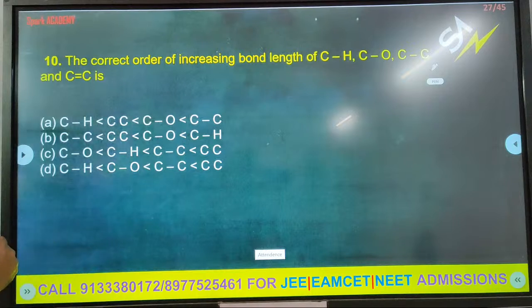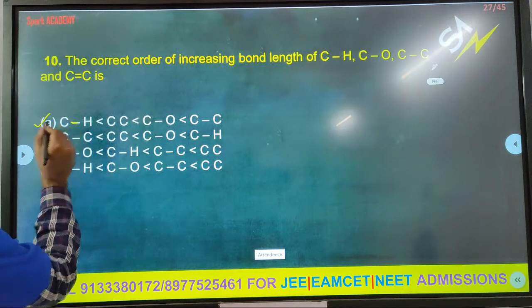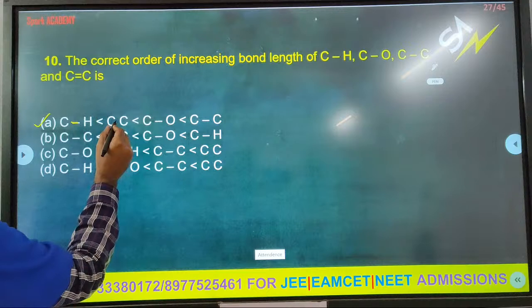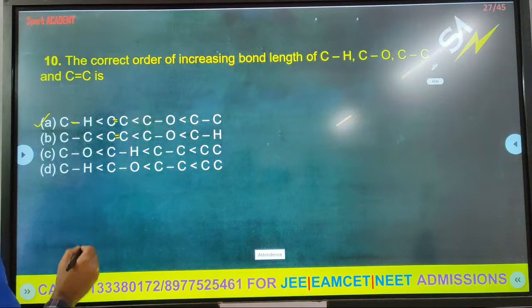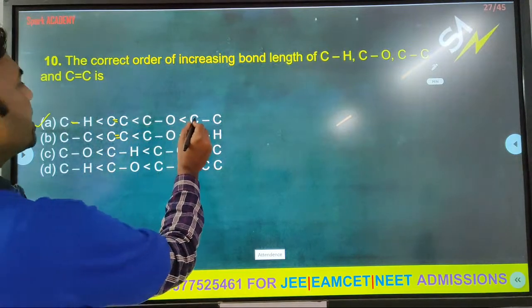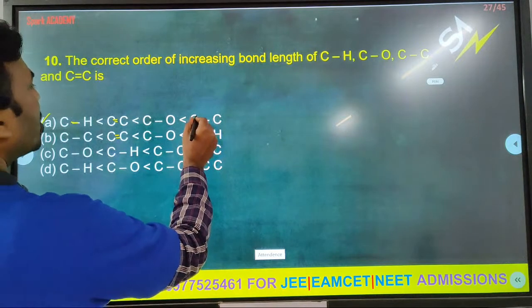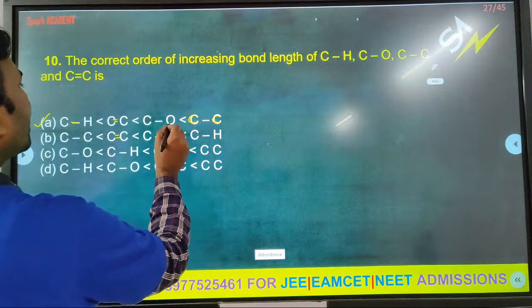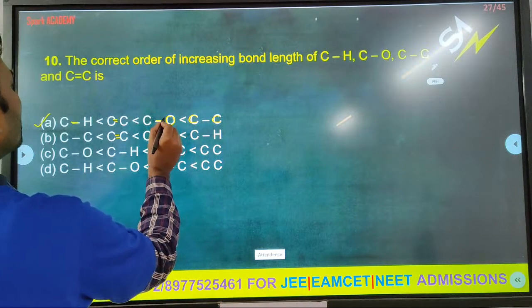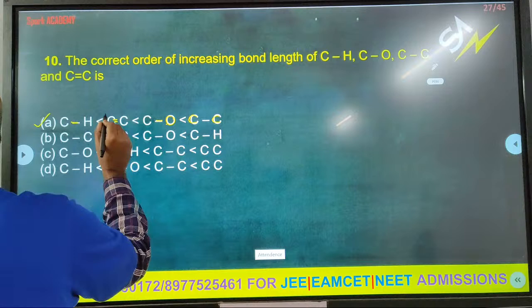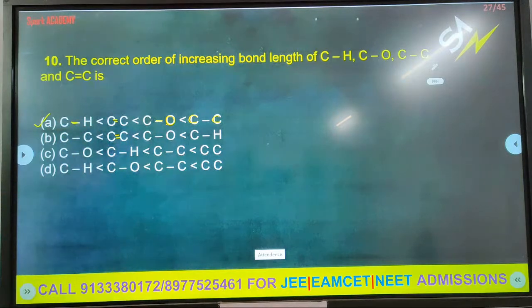The correct order of increasing bond length is this one, because C-H, and C double bond C here, C-O here, C-C. So this is the correct order of increasing bond length. Bond length is more in the case of carbon. Here in carbon-oxygen, the size is increased. Then here double bond, here hydrogen. So what is the answer for the 10th one? Answer is A.